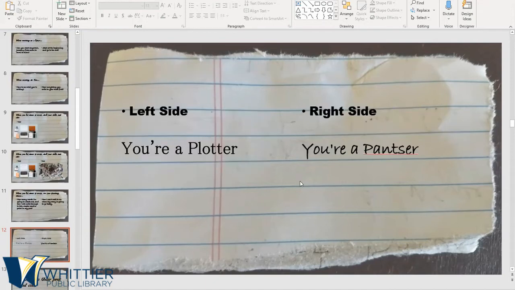If you've got most of yours on the left side, you're a plotter. You need to have everything plotted out nice and neatly, organized in a timeline. And that can be a very good thing. If you're on the right side, you're what's called a pantser, as in you write by the seat of your pants. This is a reference to the early days of aviation when they didn't have a lot of instruments in their planes. So you had to just kind of fly, hopefully get it right, by the seat of your pants.